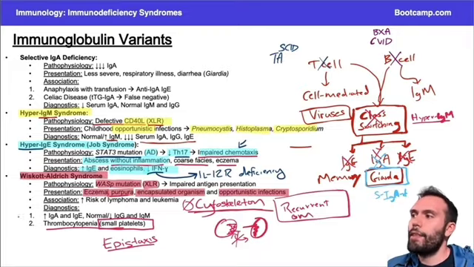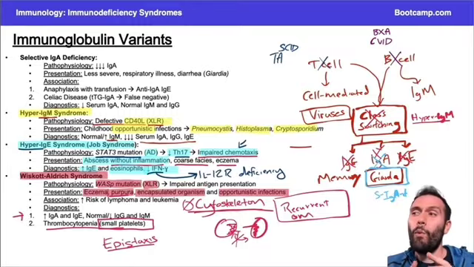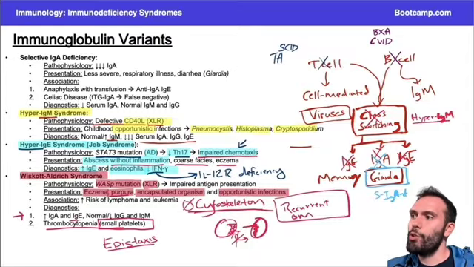Now again, if you just look at the immunoglobulins here, this is kind of the one situation where I would say the immunoglobulins are somewhat non-specific. They don't tell you a lot of information, but you usually do see an elevation in IgE and potentially IgA also in the setting of Wiskott-Aldrich syndrome.